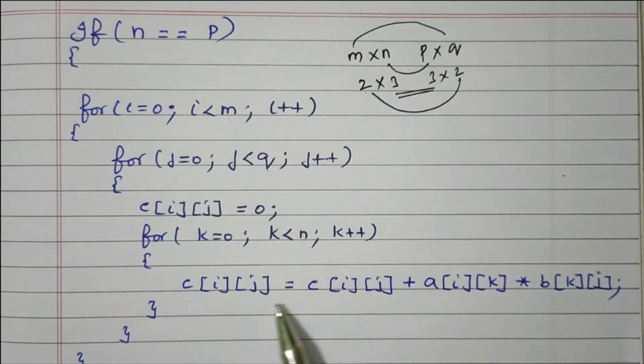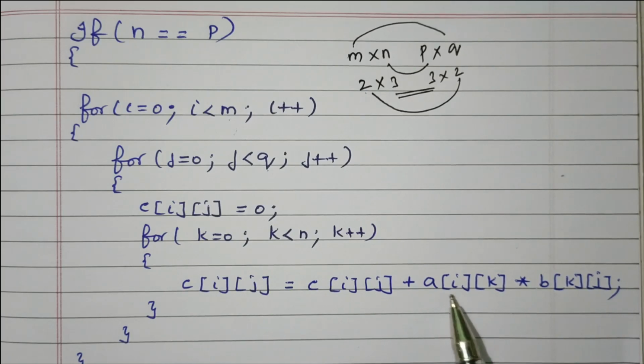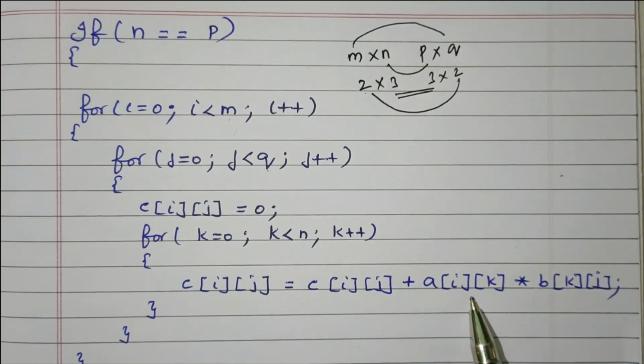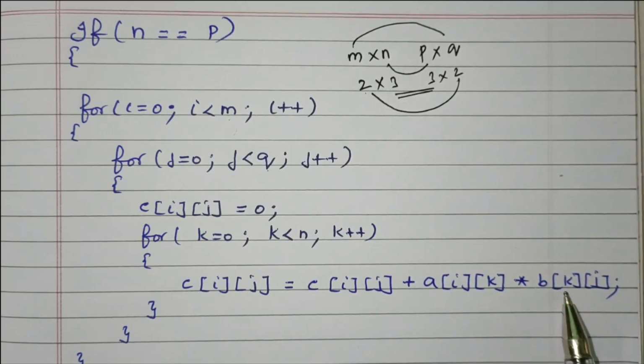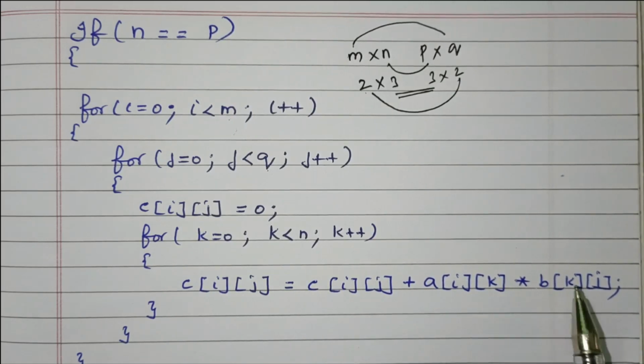So C of ij = C of ij + A of ik into B of kj. So automatically, the column element of the first matrix is multiplied with the row element of the second matrix. Cumulatively it will multiply, then be added together. Initially 0, so one by one it will add.